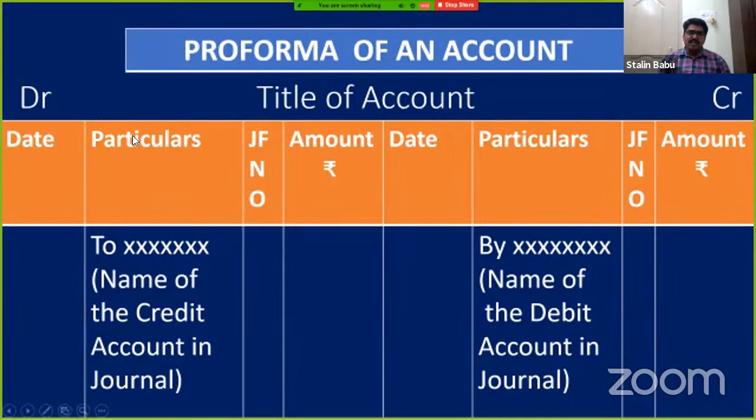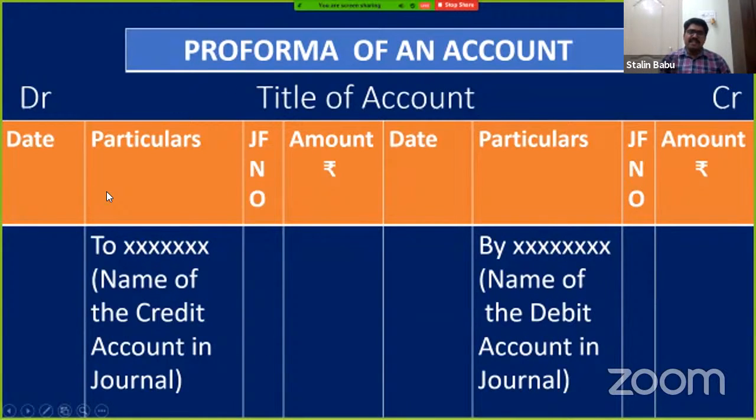In the particulars column on the debit side, while writing the entry, we write 'To' followed by the name of the credit account in the journal. On the credit side, we write the date of the transaction. In the particulars column, we write 'By' followed by the name of the debit account in the journal. Here we also write the title of the account.